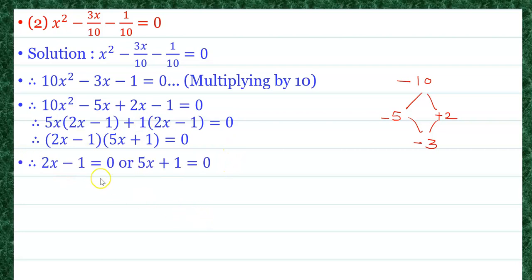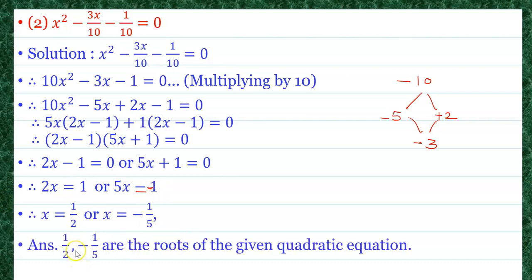2x minus 1 is equals to 0 or 5x plus 1 is equals to 0. 2x is equals to 1. Okay. And next is 5x is equals to minus 1, किती पाहिजे तर तिथे 1 पाहिजे. Okay. I will write here, 5x is equals to minus 1. See this here, minus 1. Okay, therefore x is equals to 1 upon 2, x is equals to minus 1 by 5. Okay, and therefore what are the roots? 1 upon 2 and minus 1 by 5 are the roots of the given quadratic equation.